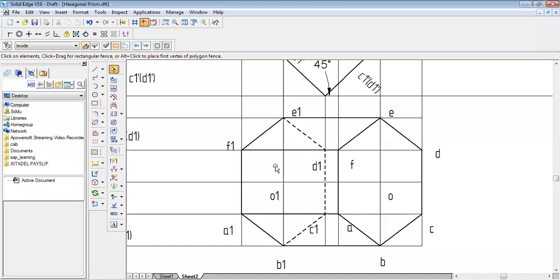I have told you, if you just look at this, A, B, C, D, E, F is connected. That is the top view. A1, B1, all that is connected. So finally the longer edges are going to be connected. That is E to E1, B to B1, A1 to A, F1 to F. Only remaining are two. That is D1 to D and C1 to C. This is what is supposed to be connected.